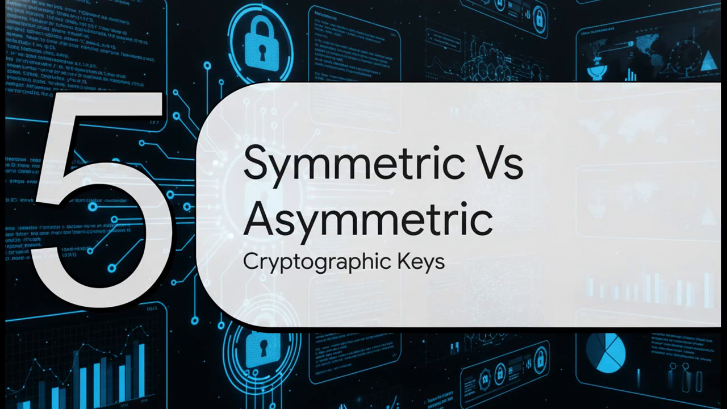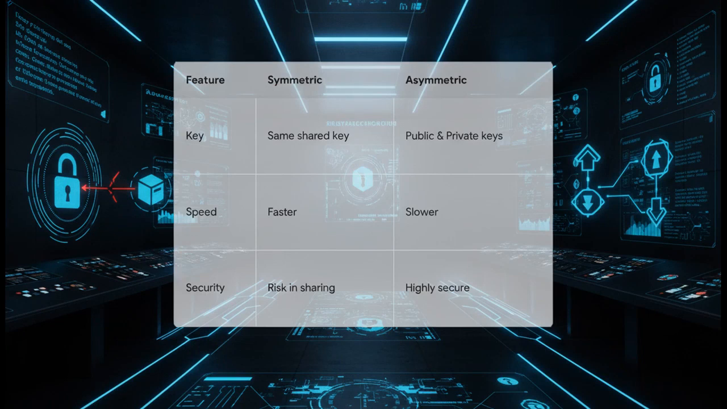Section 5. Symmetric versus asymmetric keys. Now, not all digital keys are created equal, right? So we really need to understand the two primary cryptographic methods that modern systems are using today. There are two absolute titans of encryption. First up is symmetric encryption. This is where you use one single shared key to both lock and unlock the data. It's incredibly fast, which is great, but it does carry a key distribution risk. Basically, if a hacker intercepts that shared key, the whole system is compromised.